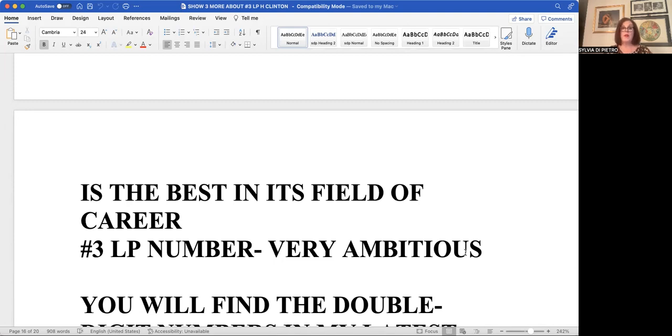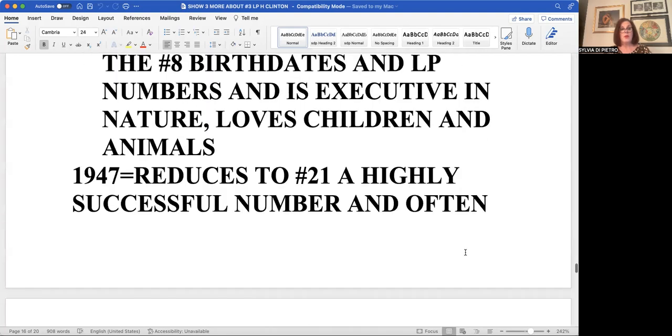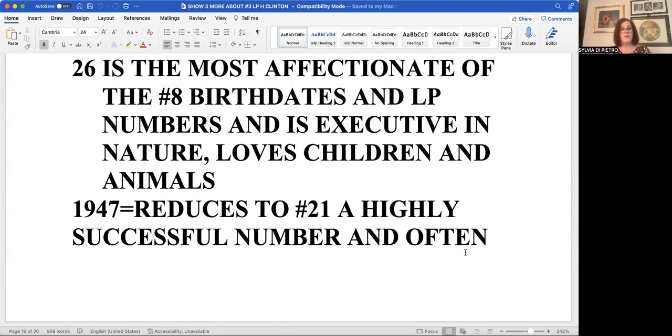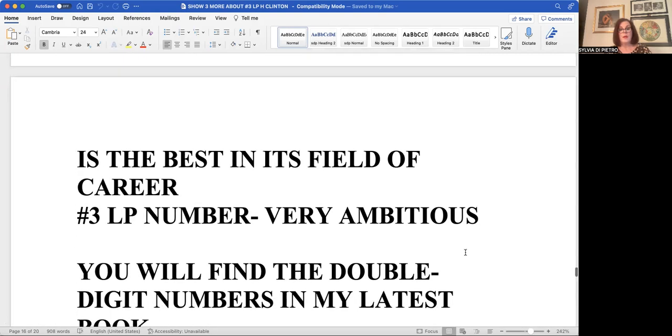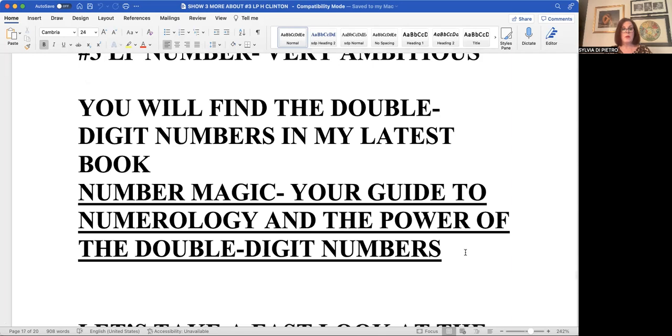And we see that Hillary Clinton, who I believe is now 75, she's going to be 76. Is she going to be 76? She's going to be 75 this year. Is a very ambitious number.